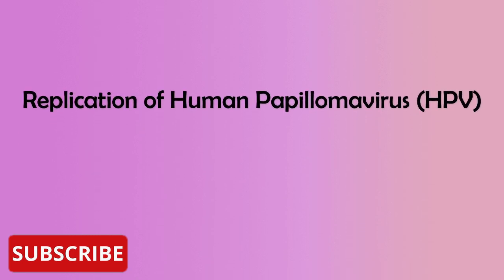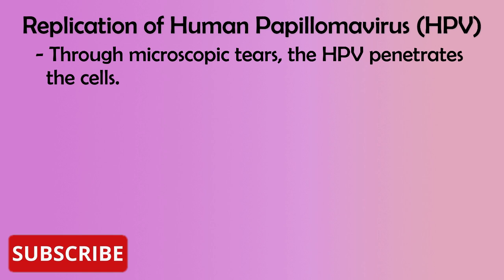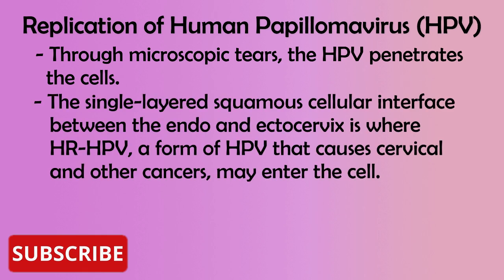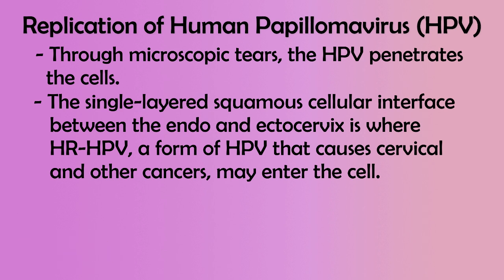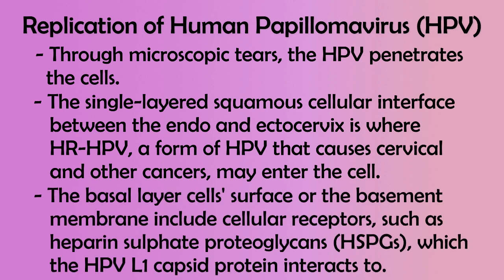Replication of human papillomavirus. Through microscopic tears, the HPV penetrates the cells. The single-layered squamous cellular interface between the endo and ectocervix is where HR-HPV, a form of HPV that causes cervical and other cancers, may enter the cell. The basal layer cell surface or the basement membrane includes cellular receptors such as heparan sulfate proteoglycan, which the HPV L1 capsid protein binds to.